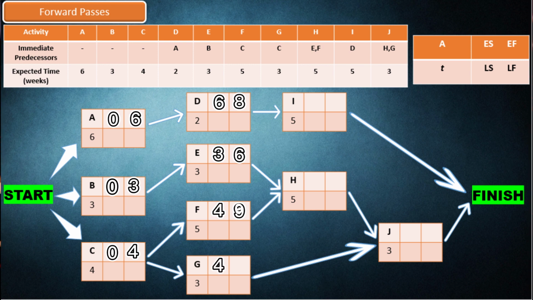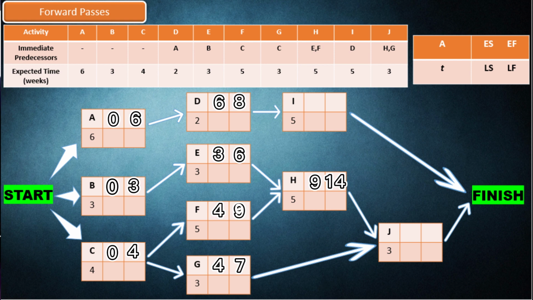Then, activity G needs 3 weeks to be completed, so the earliest finish of activity G is 7. Activities E and F are the predecessors of activity H, so the earliest start of activity H is 9 because we must write the higher earliest finish between activities E and F. Then, activity H needs 5 weeks to be completed, so the earliest finish of activity H is 14.